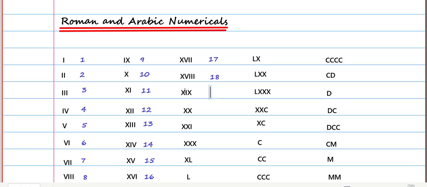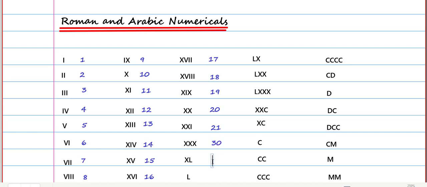This is 10 plus 10 minus 1. There is 19. 10 plus 10, 20, 10 plus 10 plus 1, 20 plus 1, 21. And what is this? This will be 10, 10, 10. That means 30.